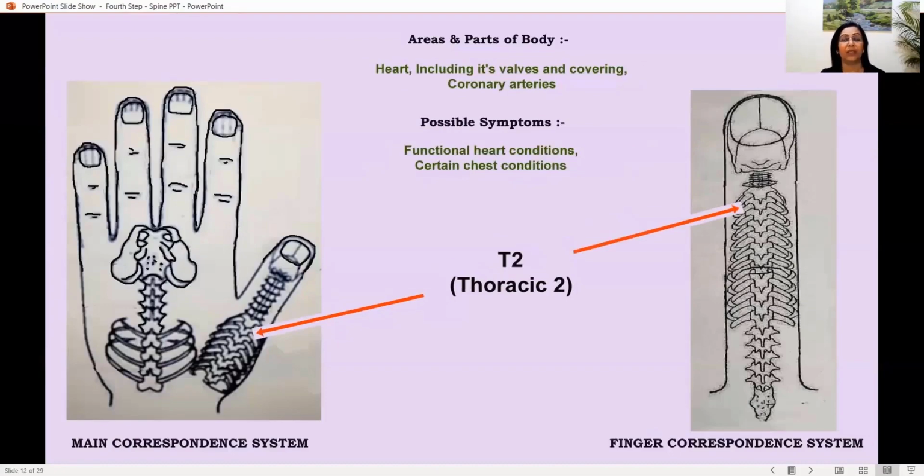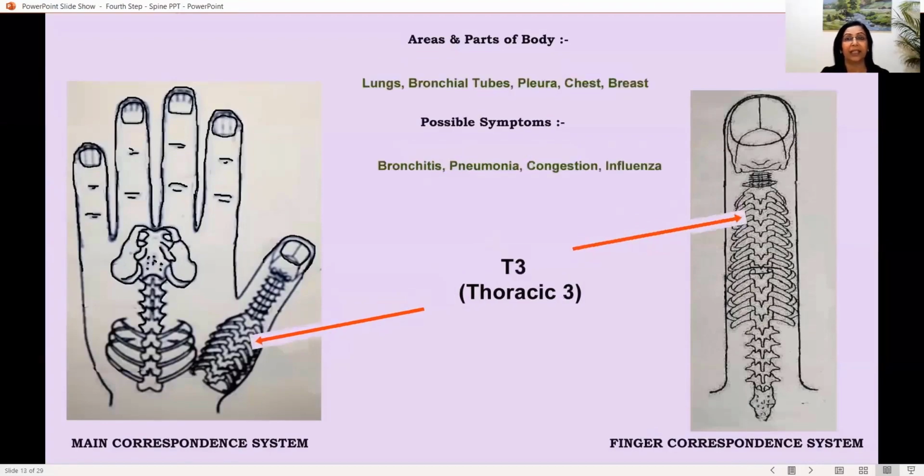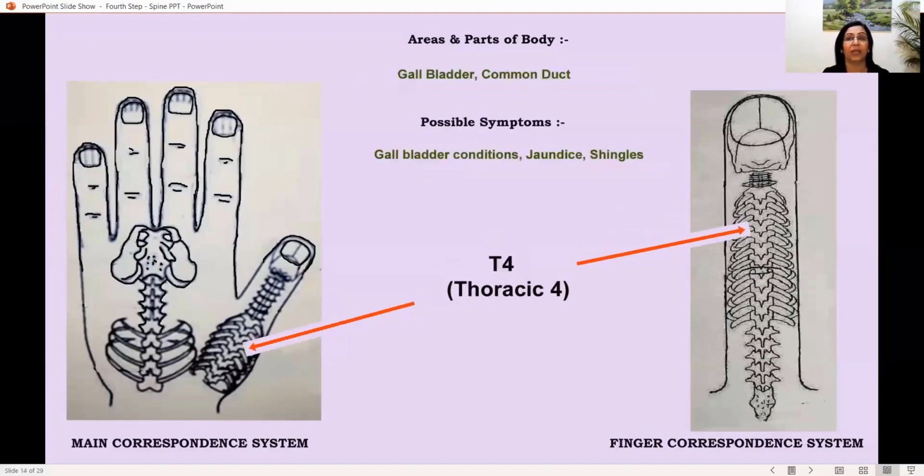T2 has to be treated for heart, including its valves and covering, and coronary arteries. And the possible symptoms being functional heart conditions or certain chest conditions. T3 has to be treated for problems with lungs, bronchial tubes, pleura, chest, breast issues, possible symptoms being bronchitis, pneumonia, congestion, influenza, lactation problems, etc.